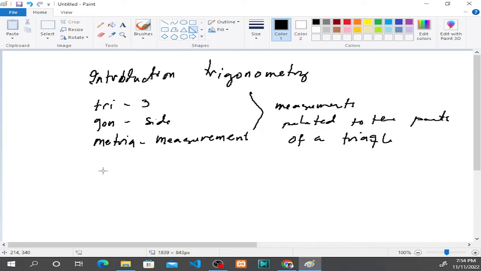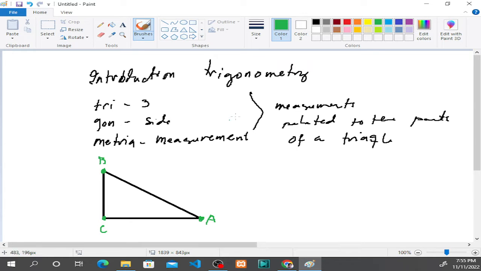Let's say, for example, I have here a right triangle. Then we know that it has parts. It has three angles in it. So this is angle A, which is also a vertex. This is angle B, and this is angle C.